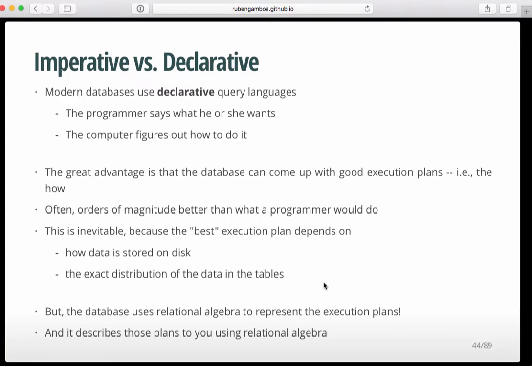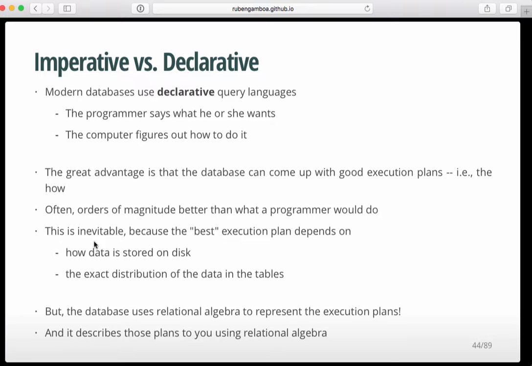Okay. So I guess I can even go further than that. The best execution plan depends on the characteristics of the data. So it's not just that it's really difficult, which it is. It's that there might be choices. Oh, should I do this?